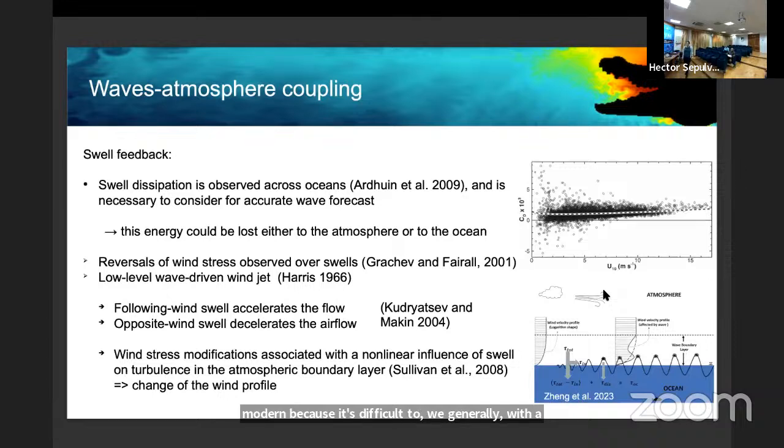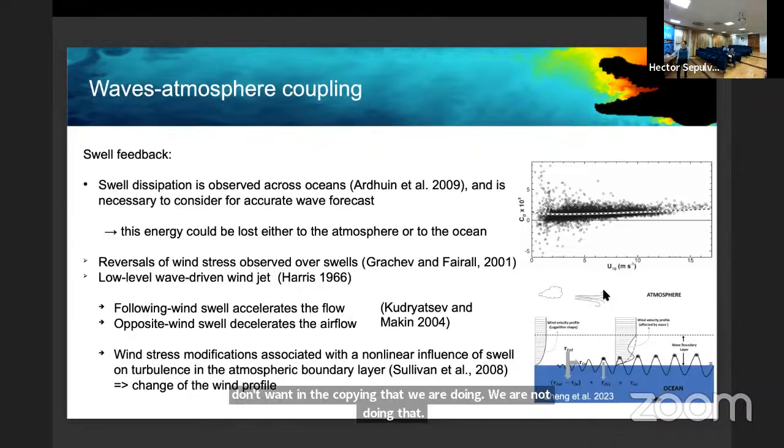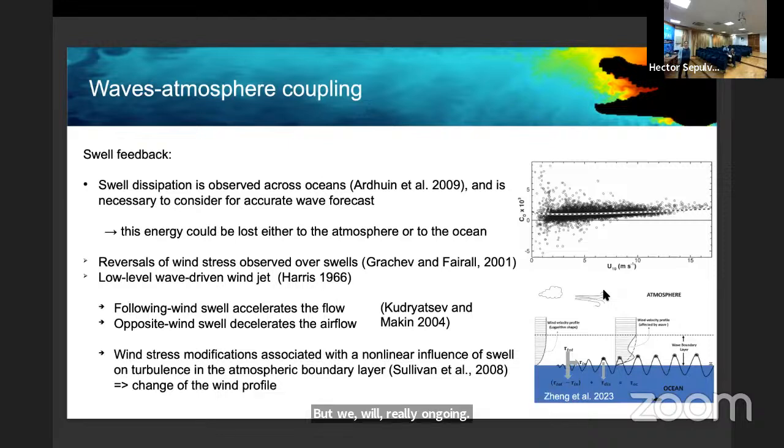But there are now more and more works that have tried to implement parameterizations for this kind of different profile at low level due to waves. This is something that, at the moment, in the coupling that we are doing, we are not doing, but we will. It's really ongoing work, and we will try to get better results for that.